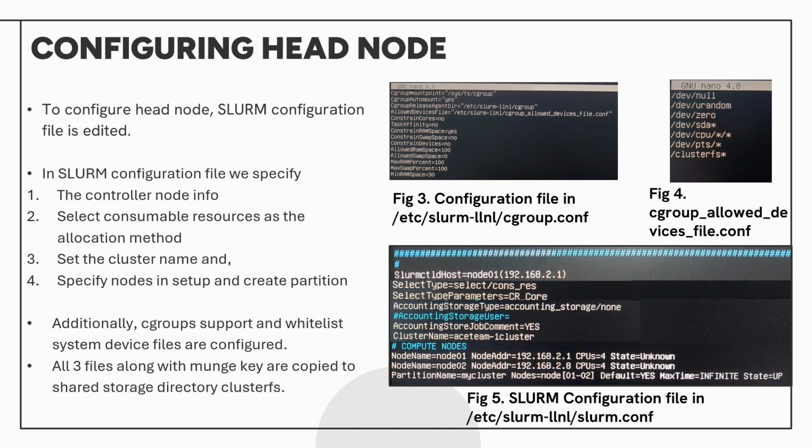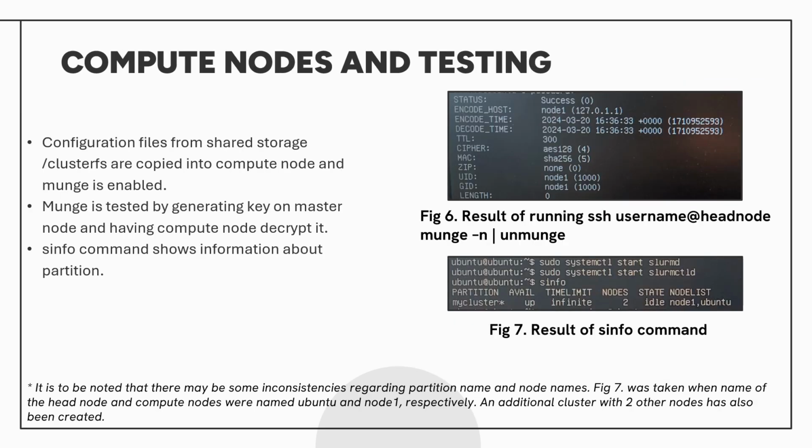The three configuration files, along with the munge key, which is needed for authentication, are copied to the shared storage cluster fs, as compute nodes need to have these same files. We then copy the configuration files from shared storage into the compute nodes and enable munge. Munge is then tested by generating a key on the master node and having the client decode it. As it was a success, figure 6 was generated.